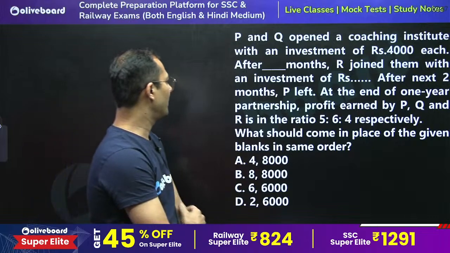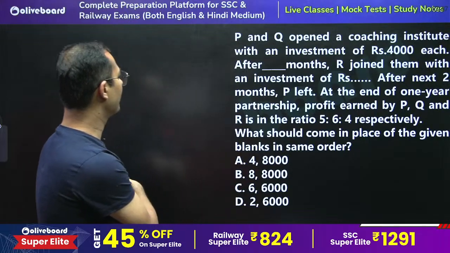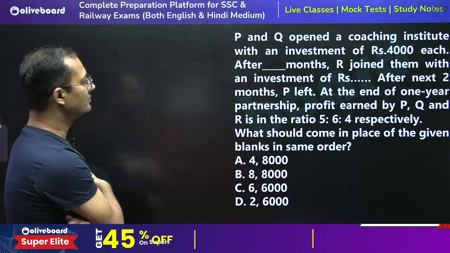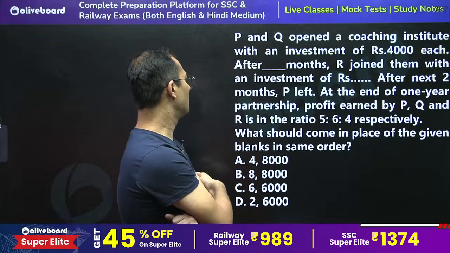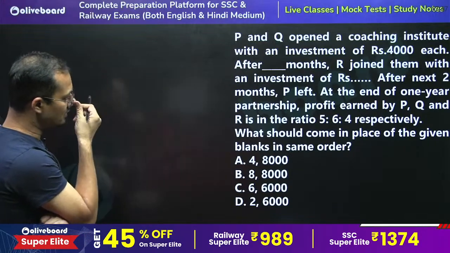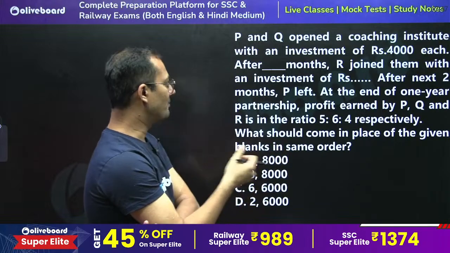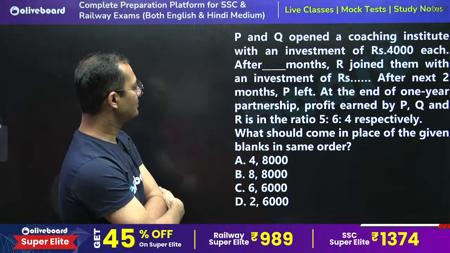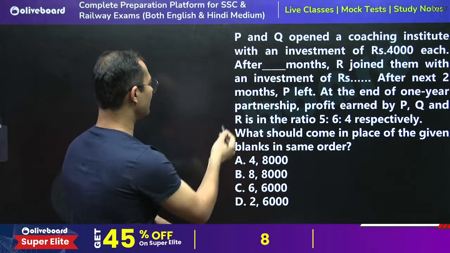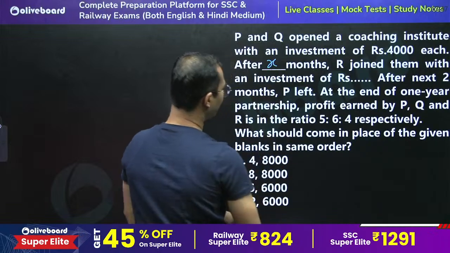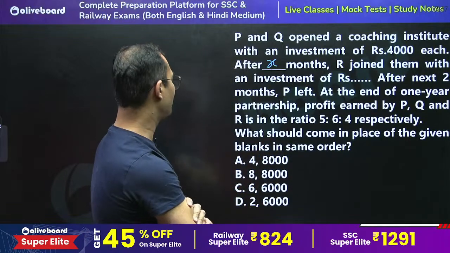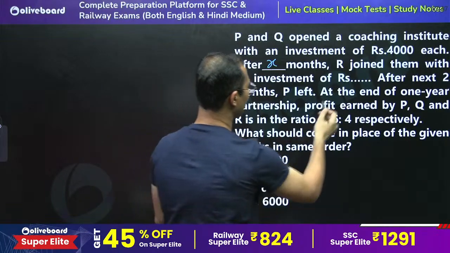So moving forward, tell me what is the answer of this question. See, P and Q opened a coaching institute with an investment of rupees 4,000 each, right? After some month, R joined them. Let's say this is X. After X months, R joined them with an investment of rupees Y.